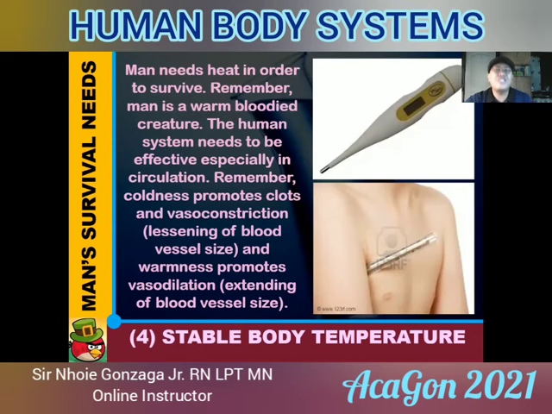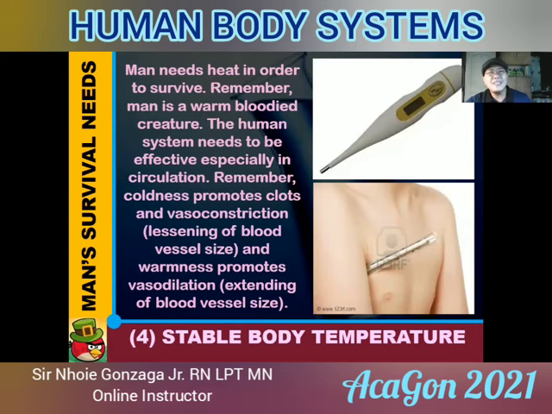Number 4, stable body temperature. As we have said earlier, man needs heat or warmth in order for the system to continue circulating. The colder it is, the harder it is for blood to circulate. The warmer it is, the faster blood circulates. That is eventually the temperature rule in our body.